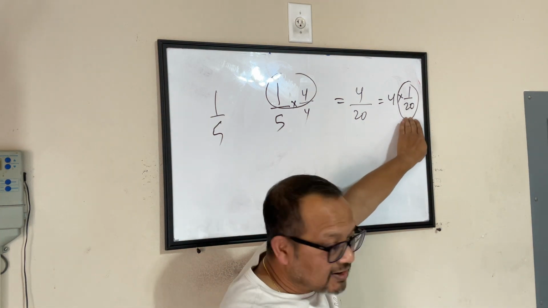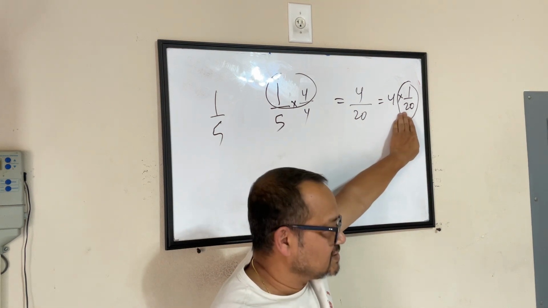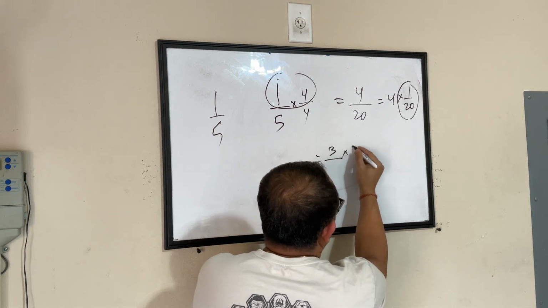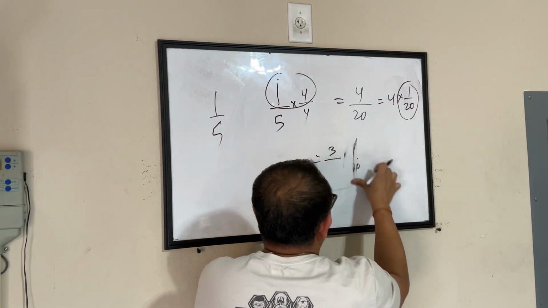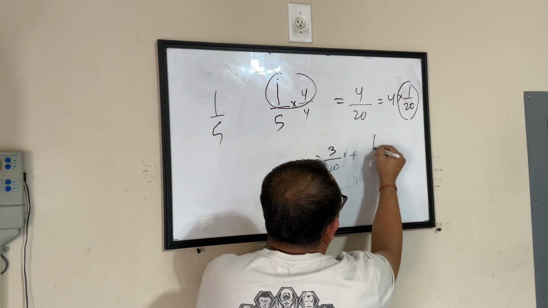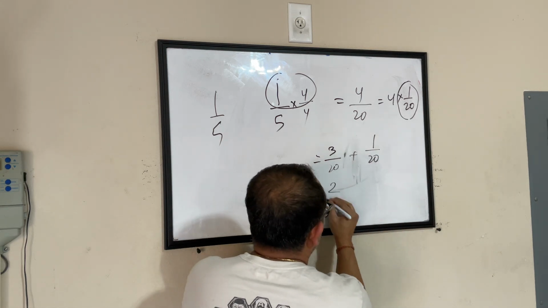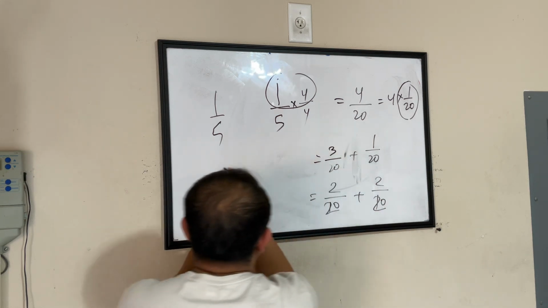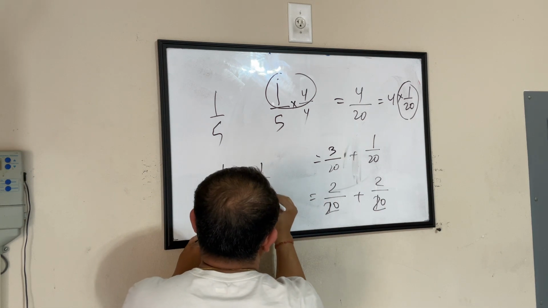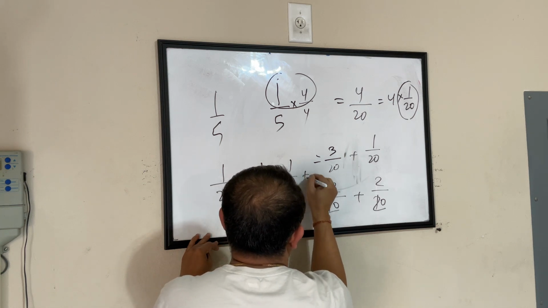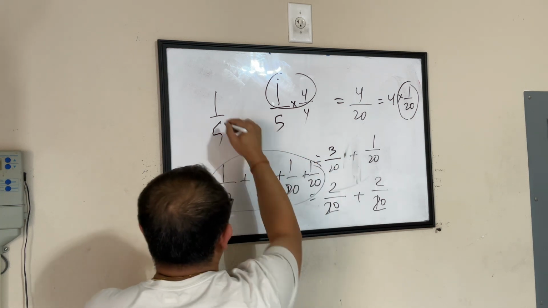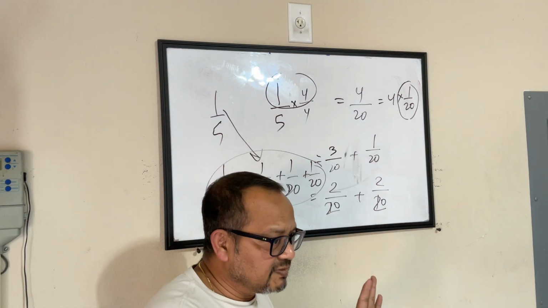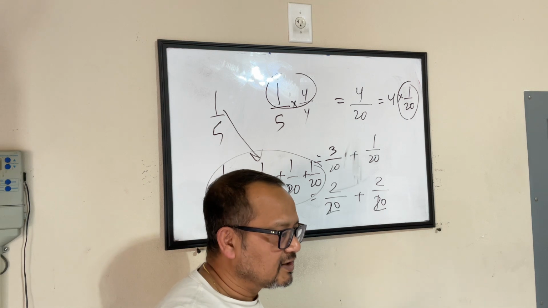So now if I call 1 by 20 a papaya, I have 4 papayas here. And if I have 4 papayas, I can say this is equal to 3 papayas, or 3 by 20, plus 1 papaya. Or I can say 2 papaya plus 2 papaya. Or I can say 1 papaya plus 1 papaya plus 1 papaya plus 1 papaya. So this 1 by 4 I could decompose into this many. This is what we learned in the previous class, right? Everybody remembers that?